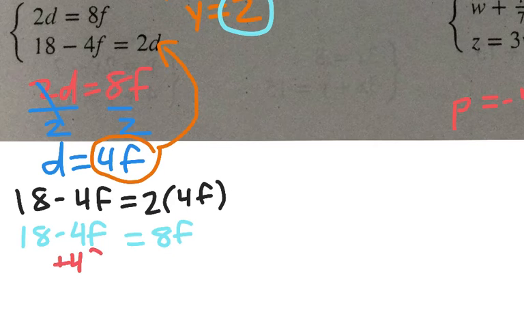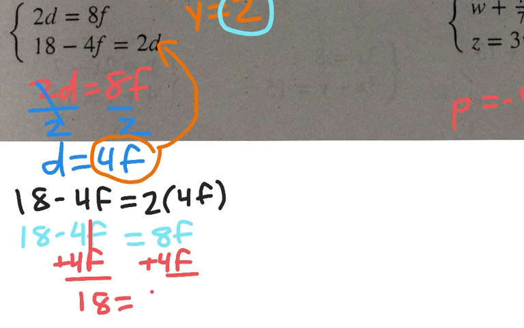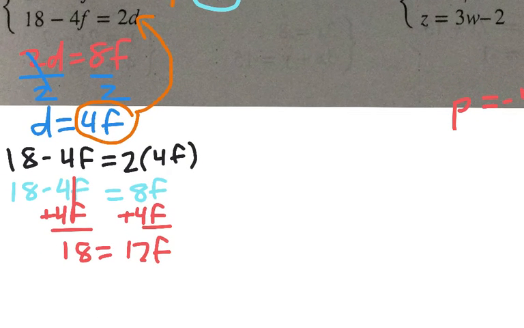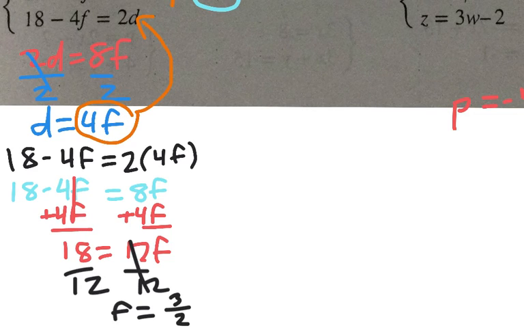I can do that by adding 4f. You see how all these solving equation skills you're still going to be using? You better get good at them. So this would be 18 equals 12f. Now I have a single variable, f. It's being multiplied by 12, so I can divide by 12. That tells me f must equal 18 over 12, which I reduced to be 3 over 2. You could do 1.5. All right, there's no one right way to do it.